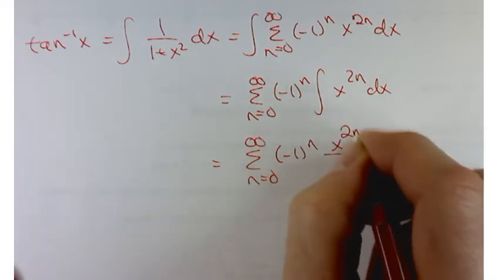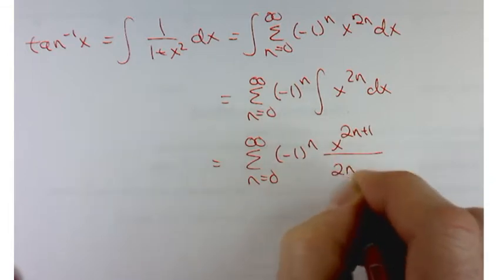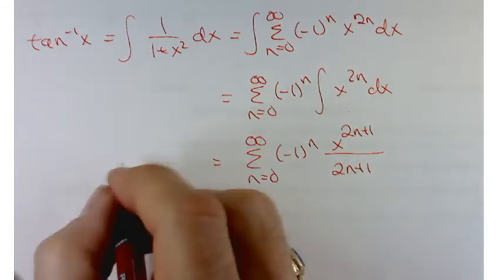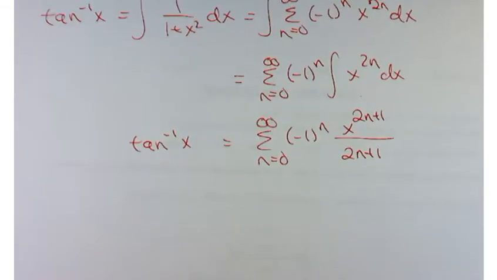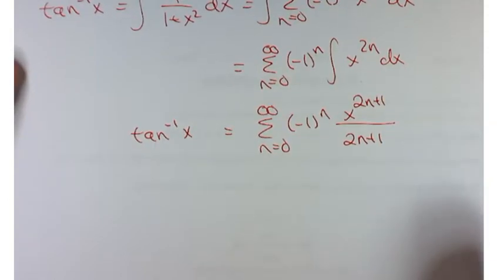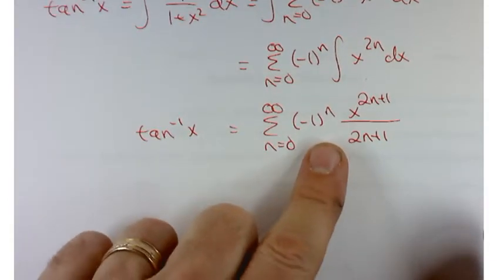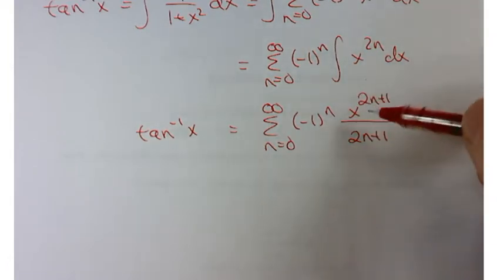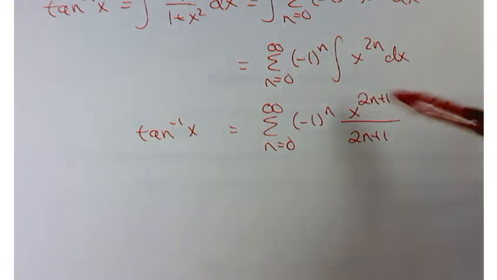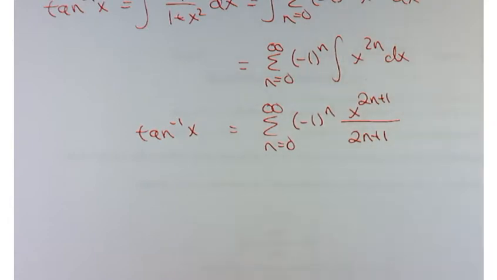Perfect. Remember, you add 1 to the exponent and divide by that same exponent. So great. So this is a series for the inverse tangent. Now, let's check its interval of convergence. If we're going to check its interval of convergence, we want to know where it passes the ratio test. So let's see about that.